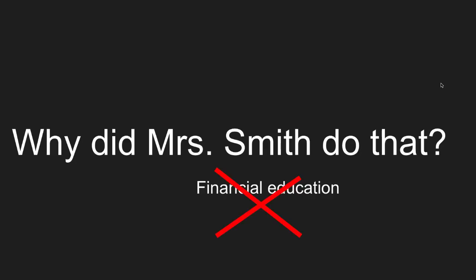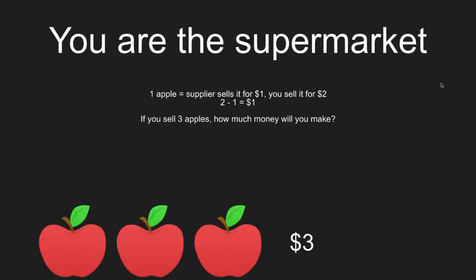And why on earth did Mrs. Smith do that? Why did she do that? It's because Mrs. Smith has no financial education. And what would be the correct approach for this? The correct approach would be, if you are the supermarket, not a customer of the supermarket, but Mrs. Smith should have told you to think that you are the supermarket.